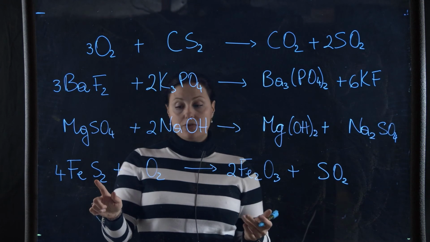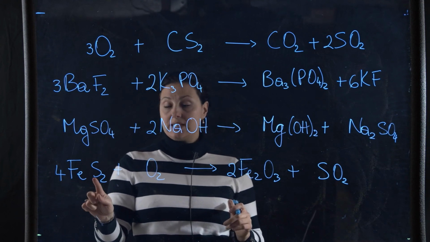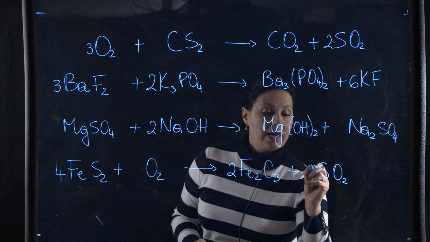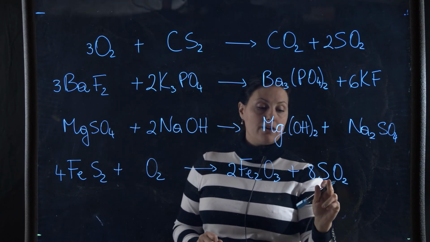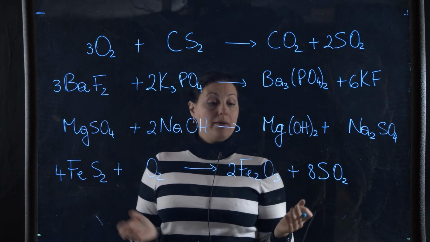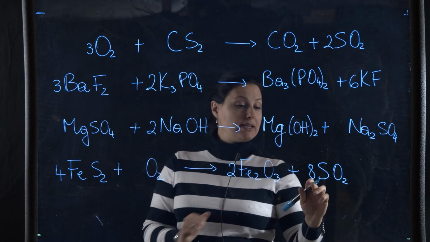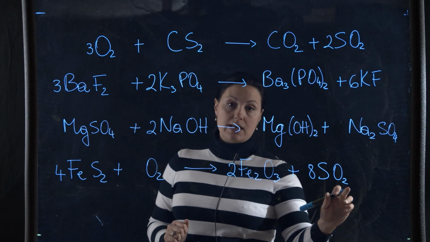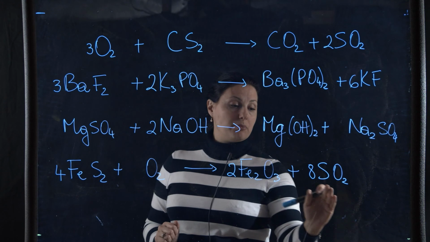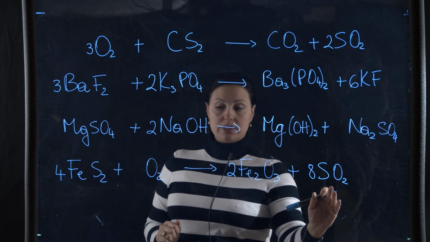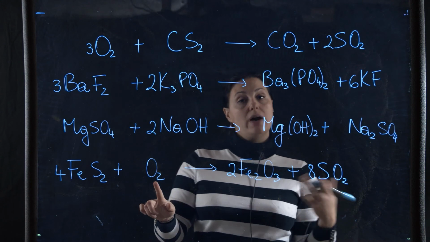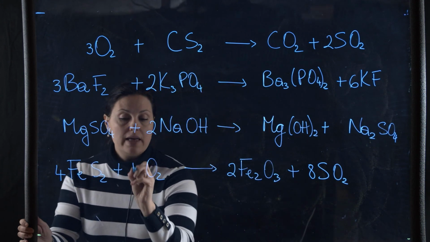Now, how many sulfurs do I have? 4 times 2, that's 8 sulfurs. I have only 1 here. I can put an 8 in front of this sulfur to balance my sulfurs. Now, how many oxygens do I have? On this side, I have 8 times 2, that's 16. 2 times 3, that's 6. So 6 plus 16 makes 22. I only have 2 on this side. To make 22, I multiply it by 11.